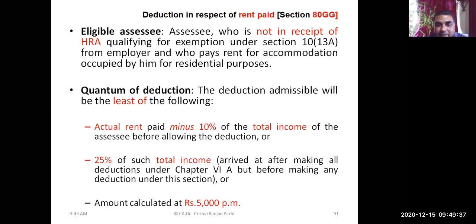The third limit is the amount calculated at the rate of 5,000 per month. So how much is it?